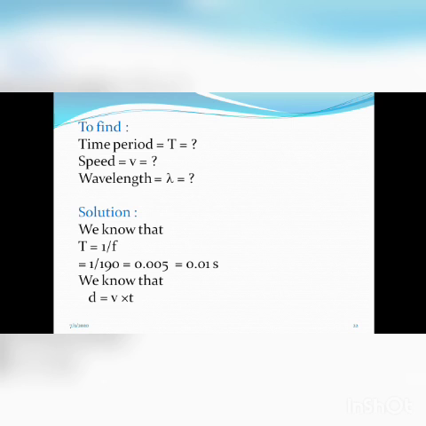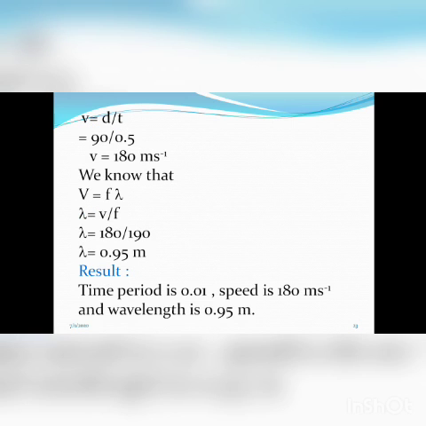Also we know that d is equal to v into t. Basically distance is equal to speed into time. So by rearranging we have v is equal to 90 by 0.5 and we have the value of speed 180 meters per second. Also v is equal to f lambda. Here by rearranging we can calculate the wavelength: lambda is equal to v by f. By putting the values, we have the wavelength as 0.95 meter.